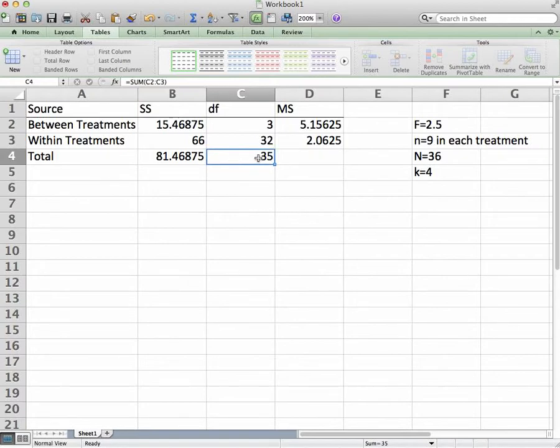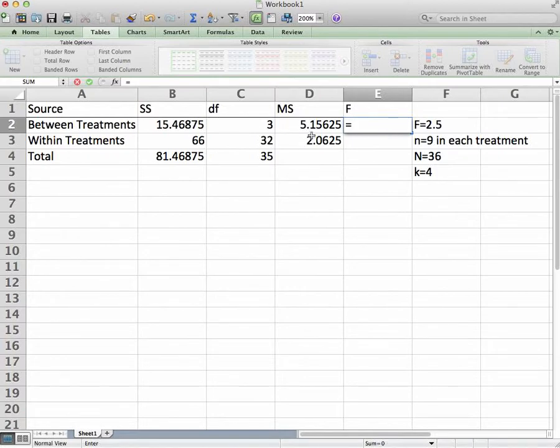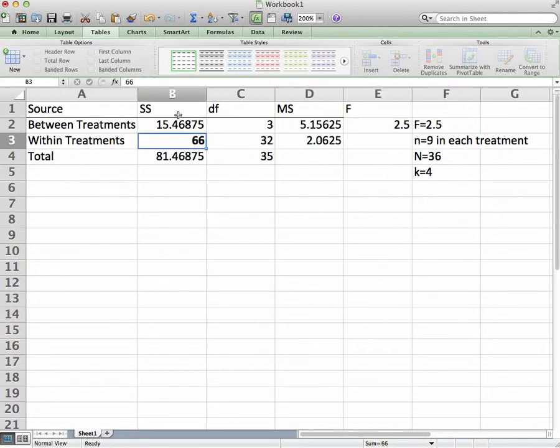You should find that this total degrees of freedom is equal to the number of scores you have minus 1, and it is. And that this 2.5 is equal to the mean square between treatments divided by the mean square within treatments. And indeed, it is exactly. That's how you fill out a source table. Remember, we only started with sum of squares within and F. That's all we knew. That and 9 scores in each of 4 treatments. We were able to get everything else starting from there.